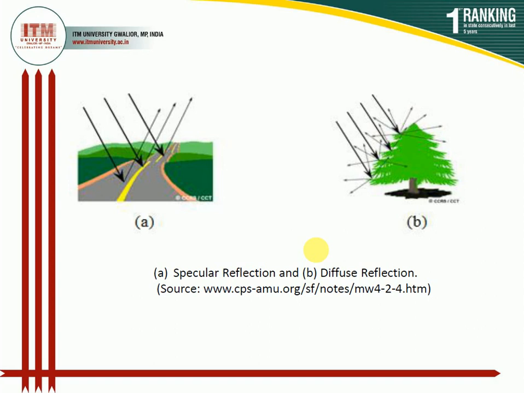But if there is an irregular surface, or an irregular feature on the earth's surface, then the light will get diffused into different directions, and it will not reflect back in the same direction. When the light rays smoothly reflect back in the same direction, it is called specular reflection. And when it gets scattered into different directions, it is considered diffused reflection.